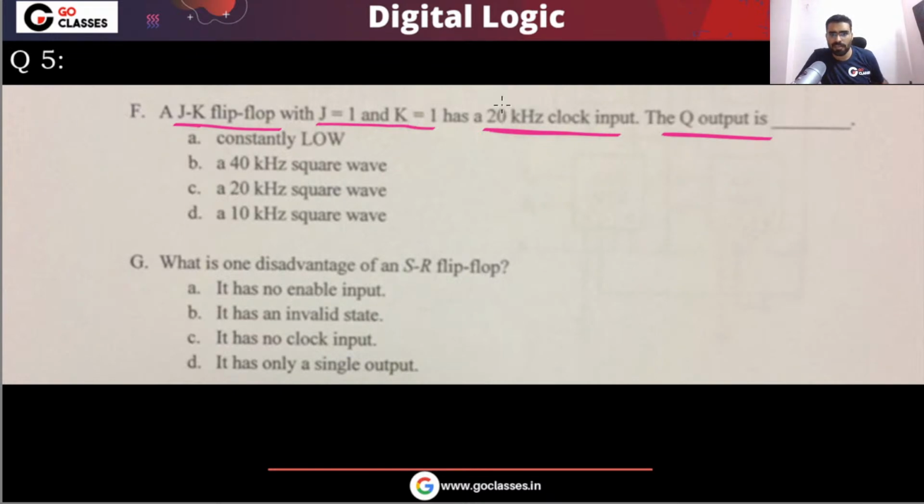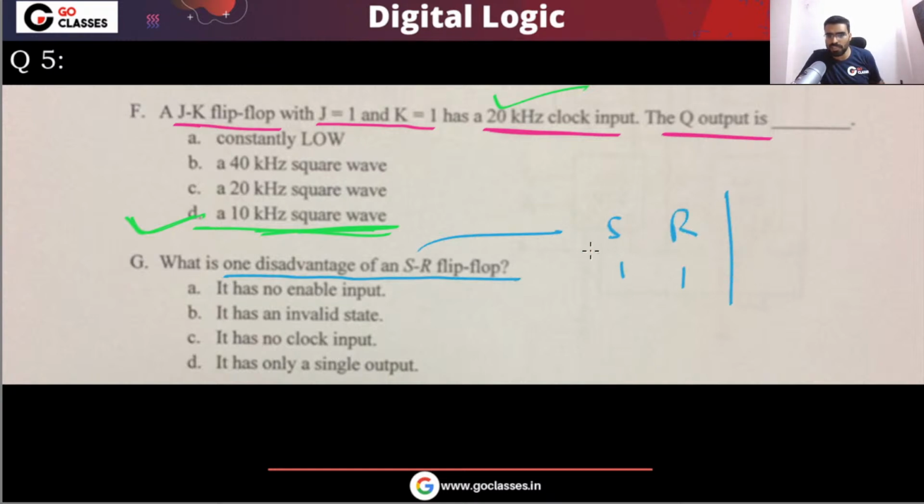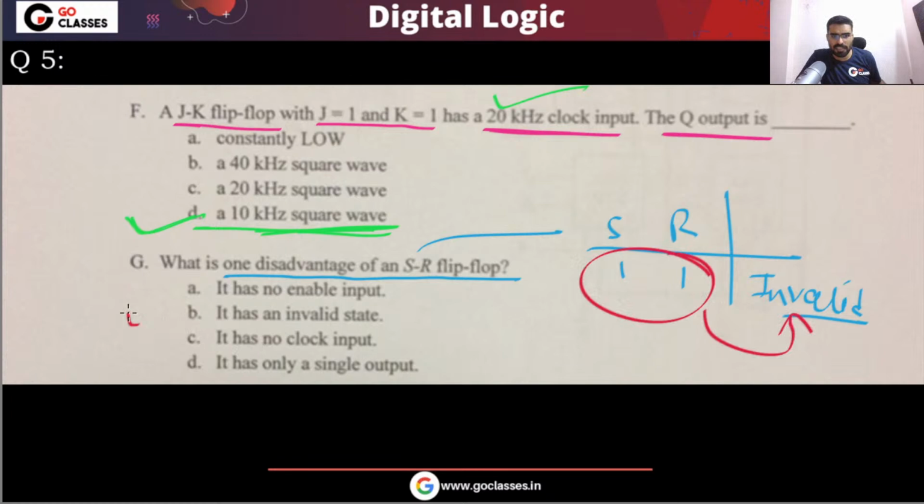So the answer will be like this: the clock has frequency 20 kilohertz, so the output will be a 10 kilohertz square wave. That will be a perfect square wave. Next, what is the question? What is the disadvantage of SR flip-flop? In SR flip-flop, we know that the input combination S equal to 1, R equal to 1 is forbidden. I can say this input combination is an invalid combination, so it has an invalid state. So the answer will be option B.